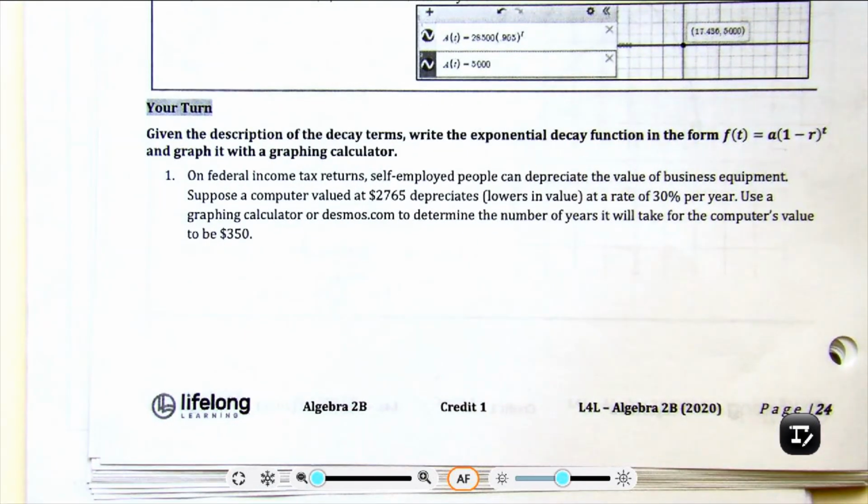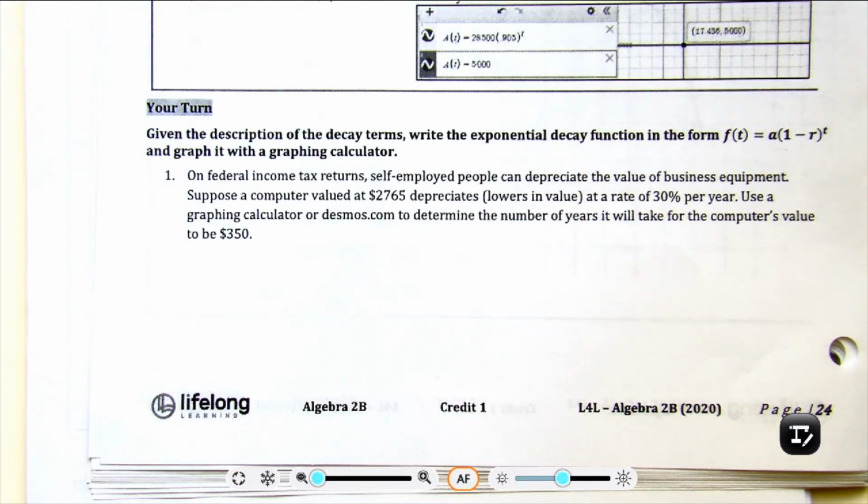So on federal income tax returns, self-employed people can depreciate the value of business equipment. Suppose a computer valued at $2,765 depreciates at a rate of 30% per year. Use a graphing calculator to determine the years it will take for the computer's value to be $300 or $350.